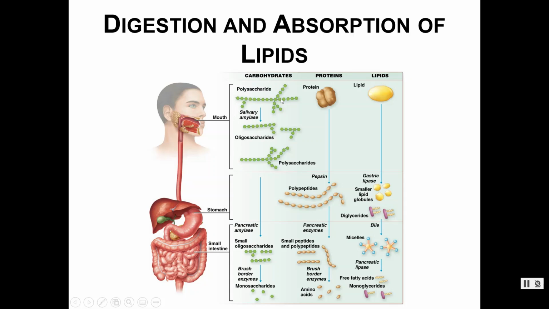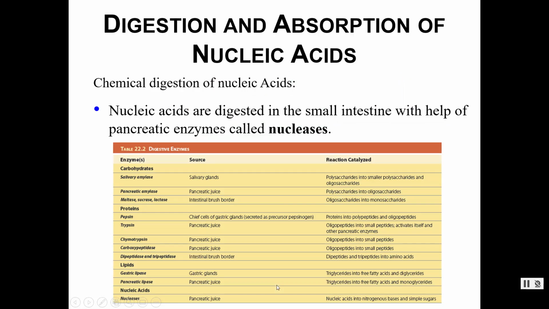And then carbohydrates start in the mouth. We've got the salivary amylase breaking our polysaccharide into oligosaccharides. Not a whole lot going on in the stomach. And then we add pancreatic amylase in the small intestine, and we continue to break these down until we get monosaccharides. Just to refresh, here is our digestive enzyme chart.